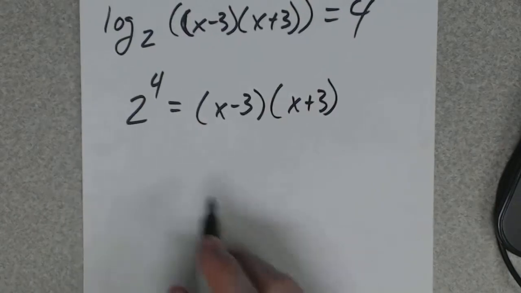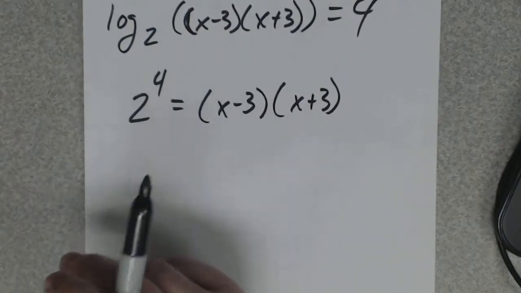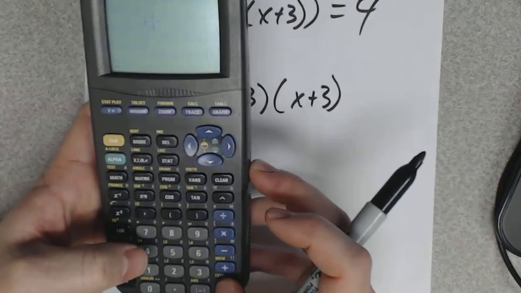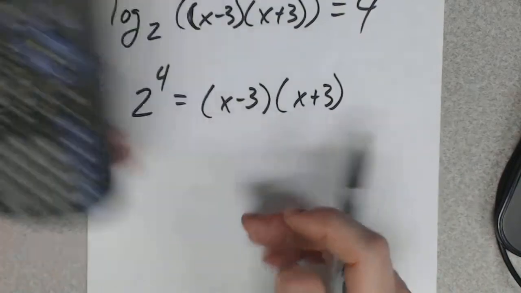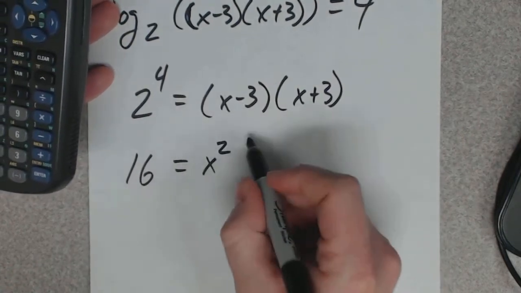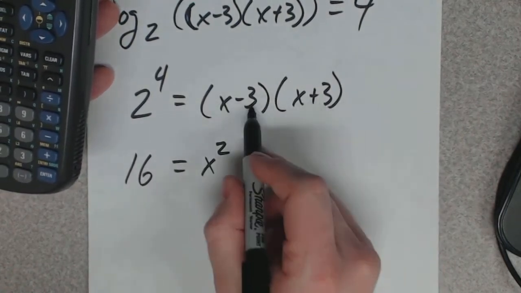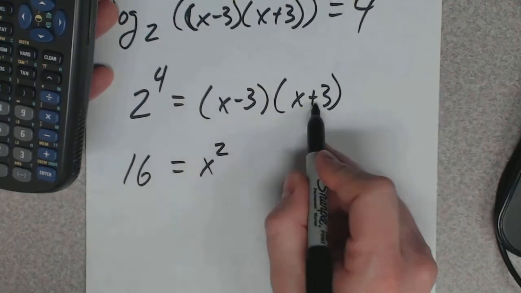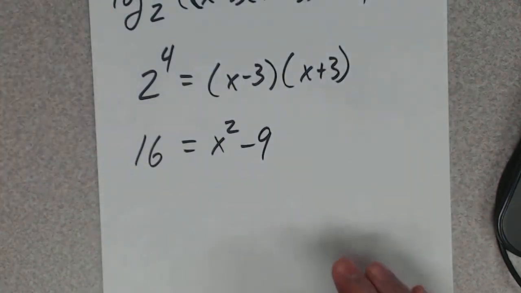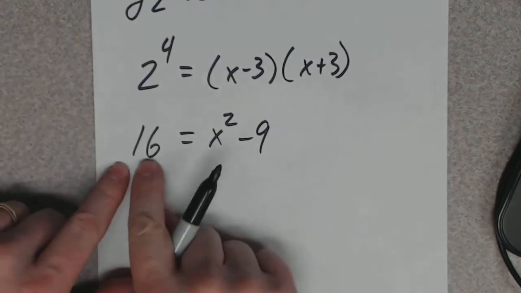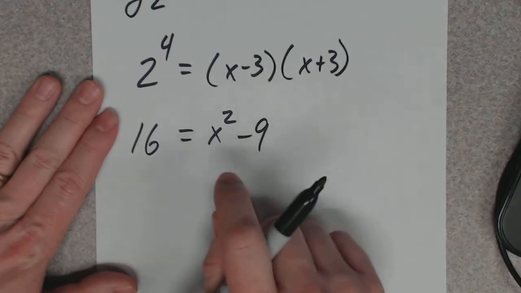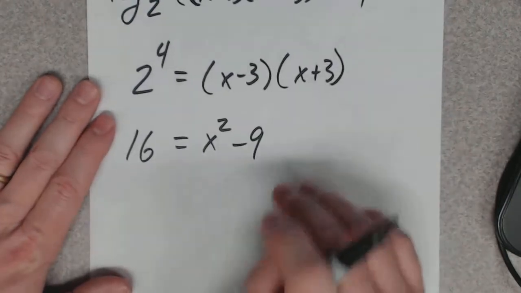Let's clean this up a bit. What's 2 to the 4th power? Oh, I think it's 16. Let's just make sure. Yep, 16. 2 to the 4th is 16. And we multiply this up, you get x squared, positive 3x, negative 3x cancels, negative 9. That's interesting. So I want to get a 0 here. Actually, there's no middle term. Oh, let's do this exactly like we did the last one.